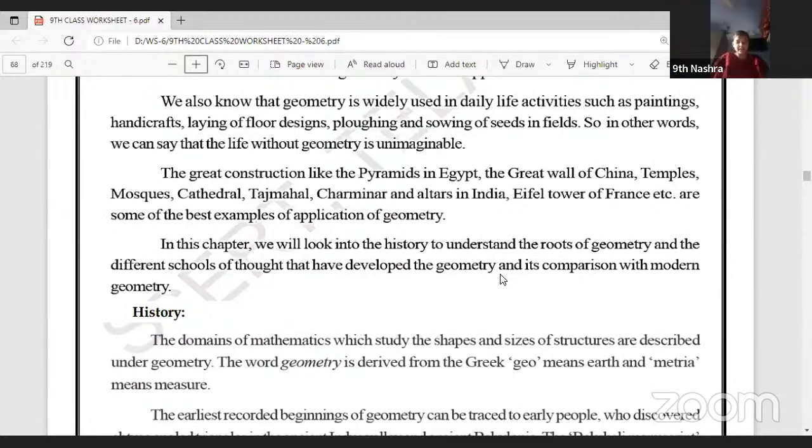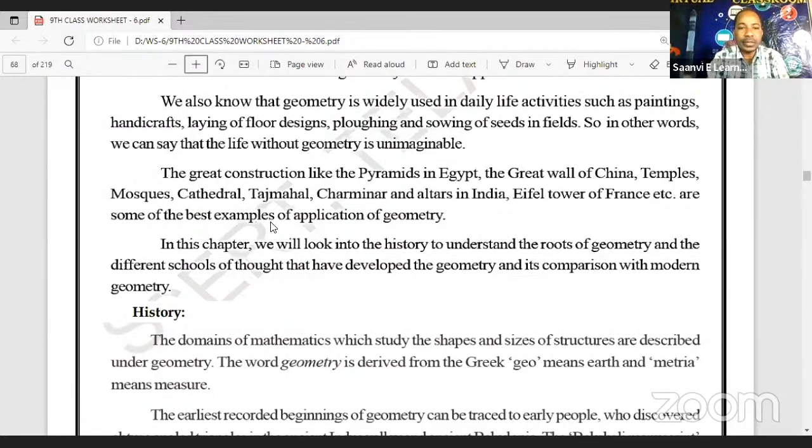The great constructions like the pyramids in Egypt, the Great Wall of China, temples, mosques, cathedrals, Taj Mahal, Charminar and altars in India, Eiffel Tower of France, etc. are some of the best examples of application of geometry. Okay, good. So children, as we have discussed before, whatever the construction may be, in every construction geometry was included. Without applications of geometry, we can't construct anything.